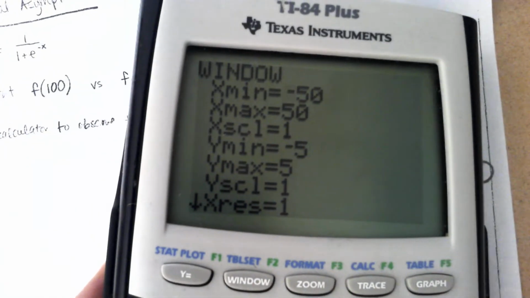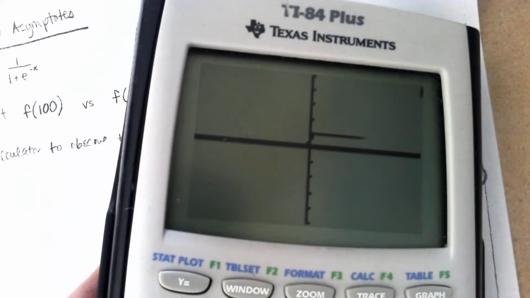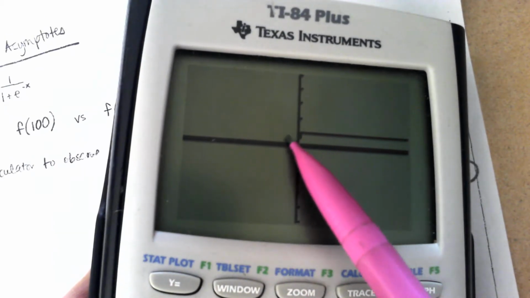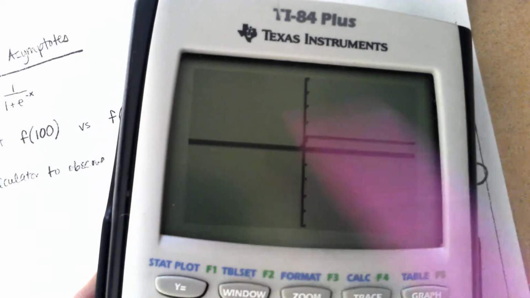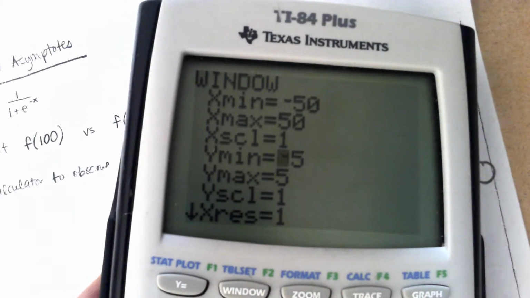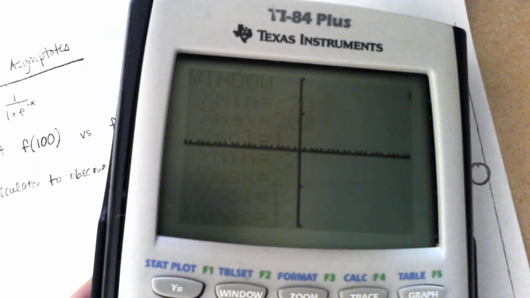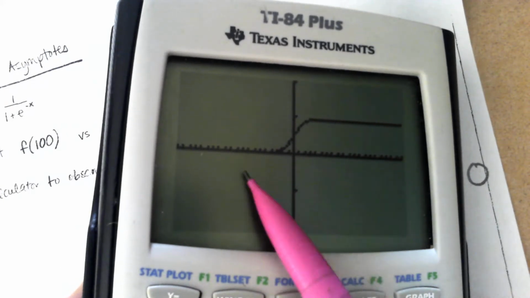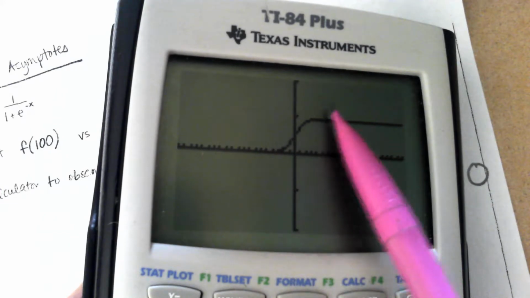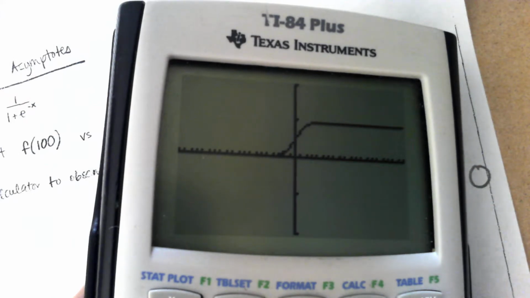But if I do this window from negative 50 to 50 and negative 5 to 5, you don't see a lot of the beginning part of it because it's already going along the x-axis when you go towards negative infinity. But if I zoom in and just do negative 20 to 20, you'll see a little bit more of it come up here. It does some strange, unpredictable behavior in the middle, but then again, your horizontal asymptote moving towards infinity becomes clear. Any questions on this so far?